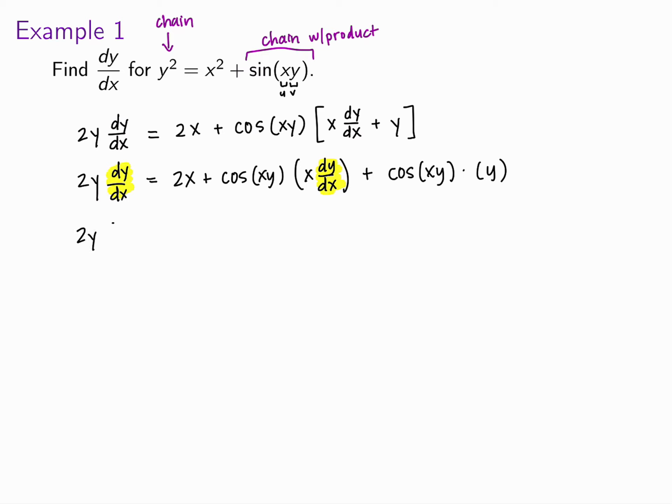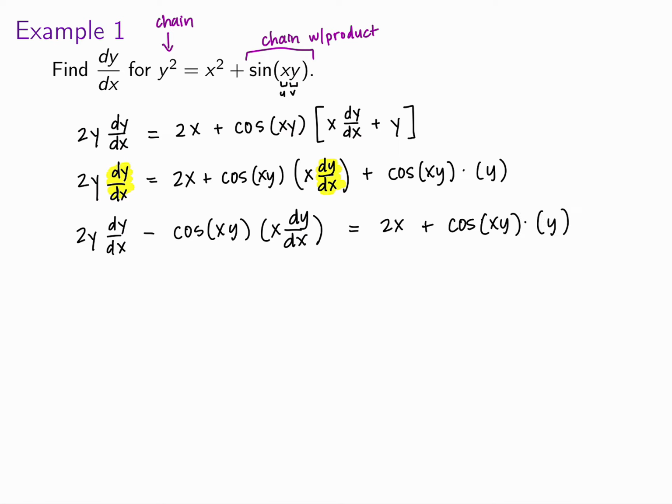So 2y dy/dx, we'll leave that alone. We'll subtract and move that other term over. So cosine of xy, x dy/dx. And then on the other side, I'll have 2x plus cosine of xy times the y.